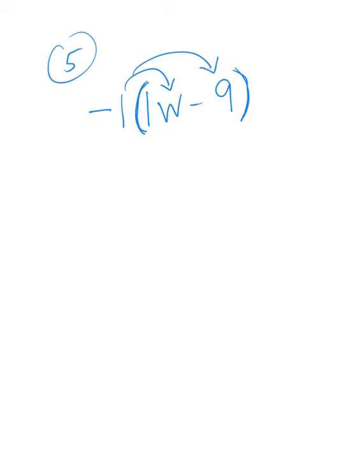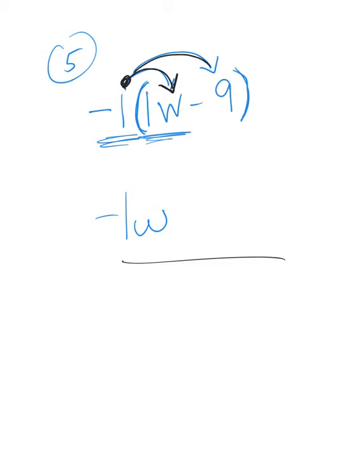So you're going to multiply this -1 by this 1w. That'd be -1w. Then -1 times -9 is 9, because a negative times a negative equals a positive. It's -1w plus 9. So the answer is -1w plus 9.